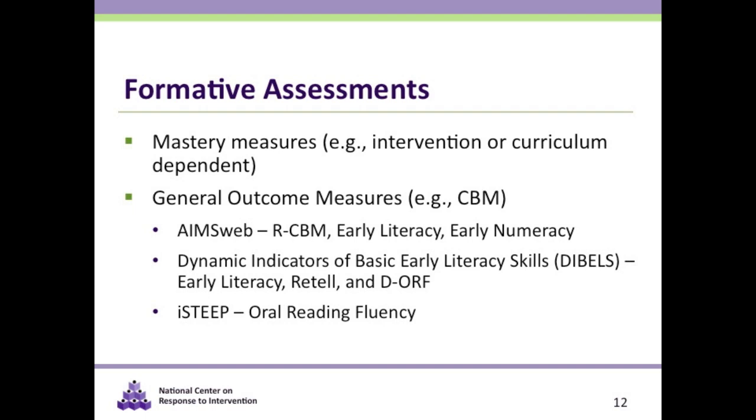Examples of general outcome measures include AIMSweb's Reading CBM, Early Literacy and Numeracy, the Dynamic Indicators of Basic Early Literacy Skills, Retelling or Oral Reading Fluency Assessments, or ICEEP's Oral Reading Fluency Assessment, among others.